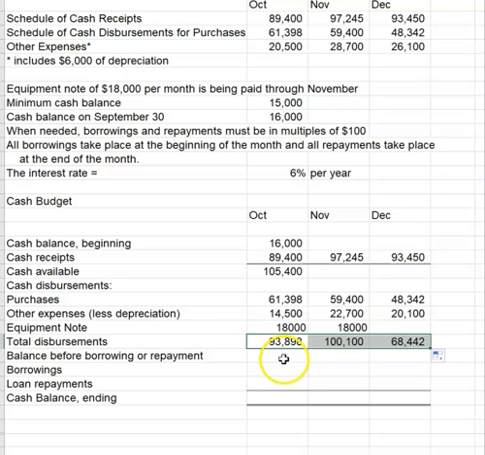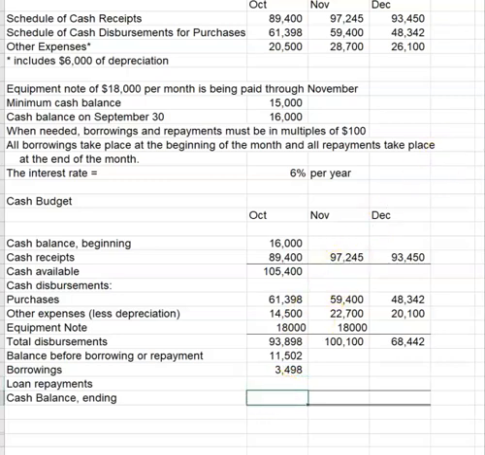And our balance before borrowing or repayment, we're going to take the cash we have available. Out of that, we have to make our cash disbursements. So our balance is $11,502. Okay, but it's our balance before borrowing or repayment. Because we didn't have a loan to repay, but we're going to have to borrow this month because we need to have a minimum cash balance of $15,000. So we need to borrow the difference between $15,000 and $11,502.